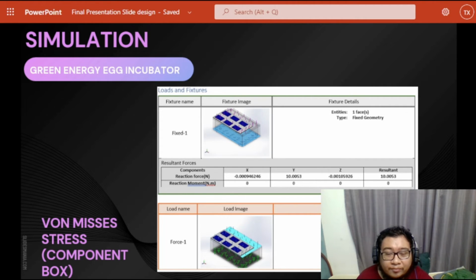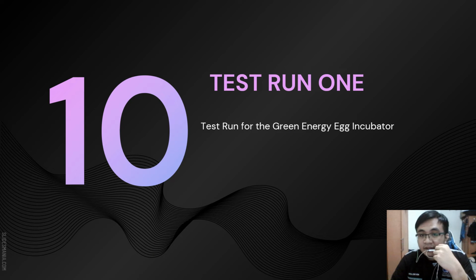So the resultant force is 10.0053. For the load, we use the force on top of the component box, and the entity is one face only. Then the type of force which we apply is normal force, and the value for the normal force is 10 Newton. And for chapter 10, we're going to talk about the first test run.